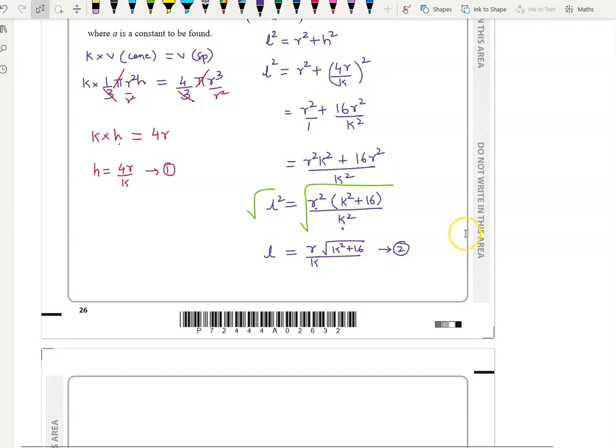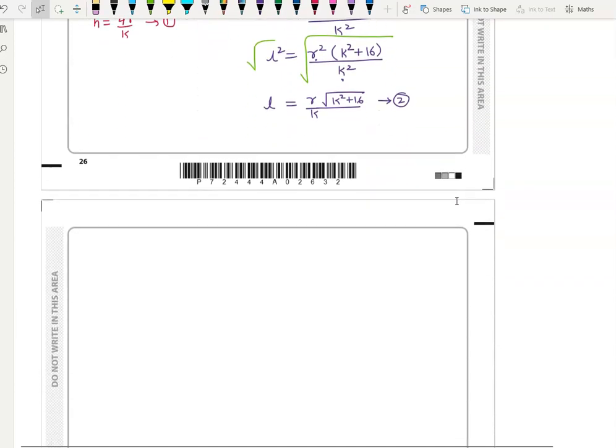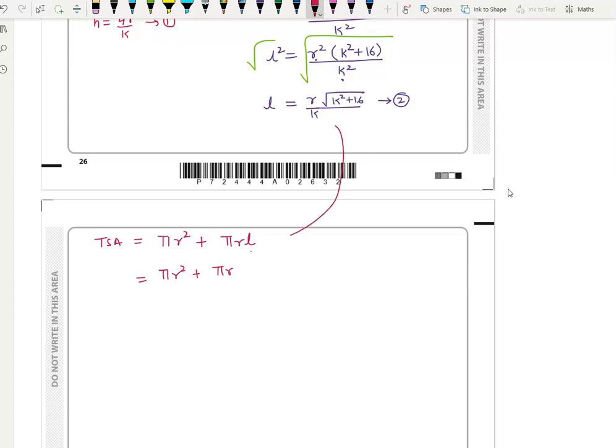Now we want to find the total surface area of the cone. Okay, so TSA is the area of base of the cone, which is pi r square, plus the curved surface area of the cone, which is pi r l. So pi r square will be same. Pi r, the value of L we can substitute from here. L is r square root k square plus 16 whole upon k.